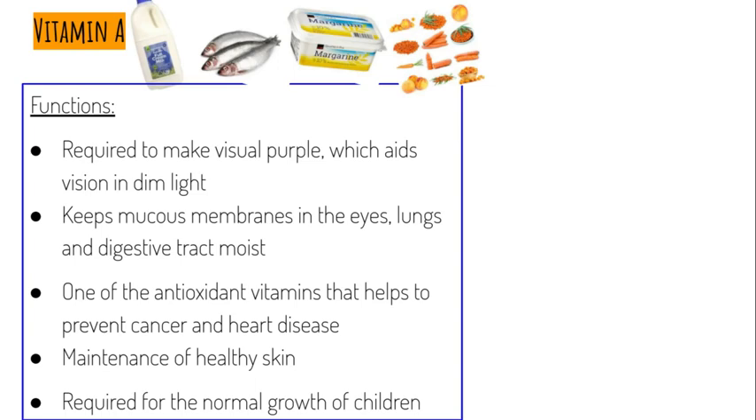Vitamin A is also used to keep the mucous membranes in the eyes, lung and digestive tract moist. It's one of the antioxidant vitamins that helps to prevent cancer and heart disease, and we'll go into more detail on antioxidant vitamins later in the series of lessons. Vitamin A is also important to maintain healthy skin and is needed for normal growth in children.